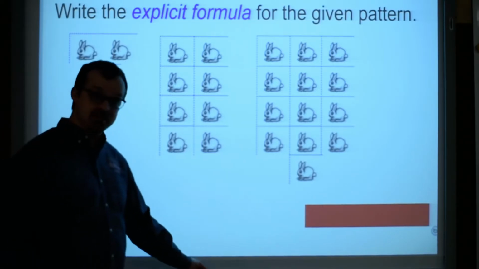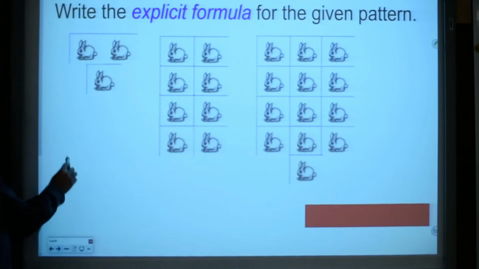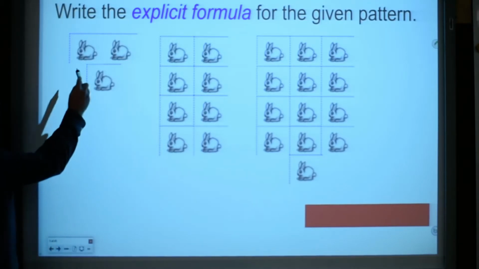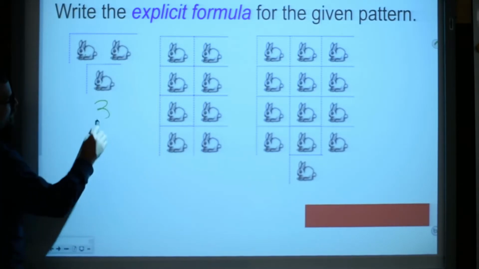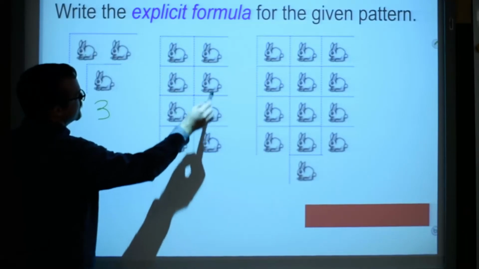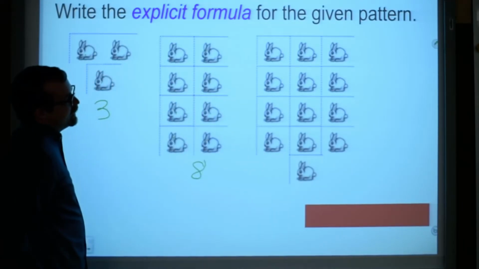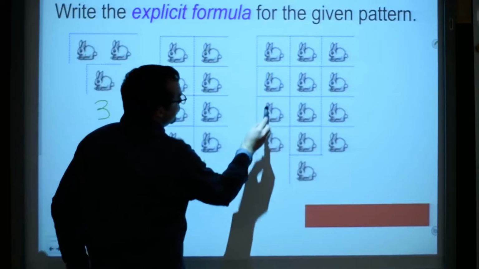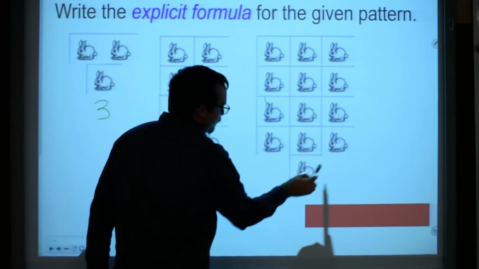All I can see here is my first term, which I'll find right here. I'm going to come down here and count: 1, 2, 3. We have 3 here. Then we got, let's see, 1, 2, 3, 4, 5, 6, 7, 8. Woo. And then we got 1, 2, 3, 4, 5, 6, 7, 8, 9, 10, 11, 12, 13.